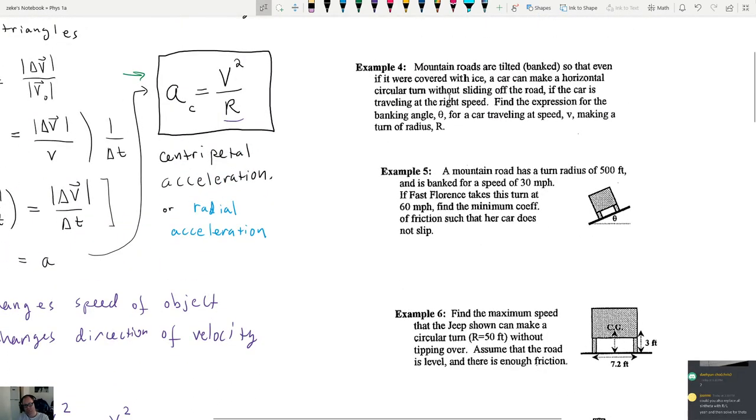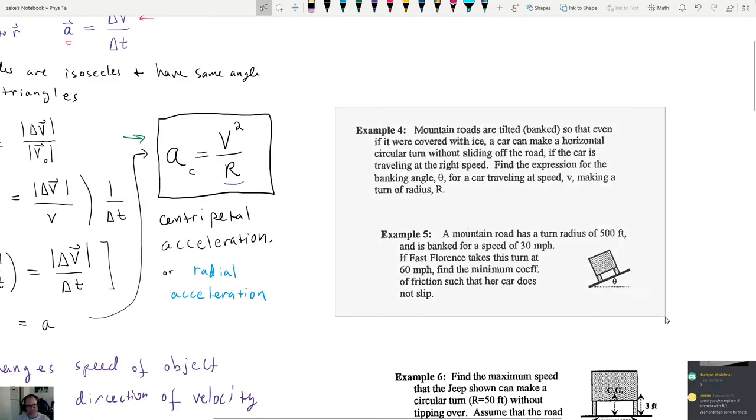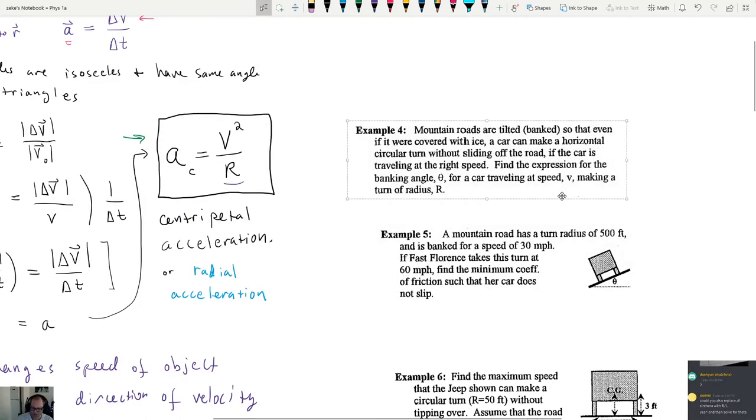So 4 and 5 are definitely the next two to do. But this one's pretty... yeah, we'll do this one last, I guess. We'll do these two next. So starting with example 4.